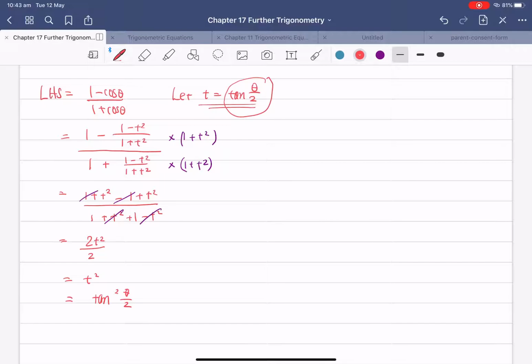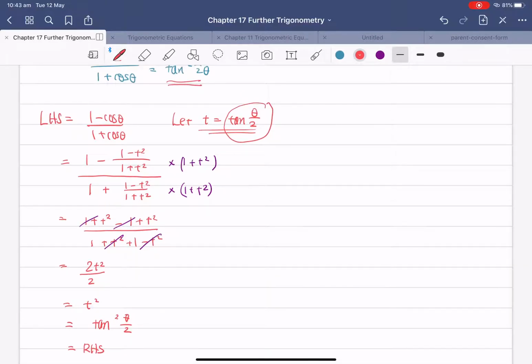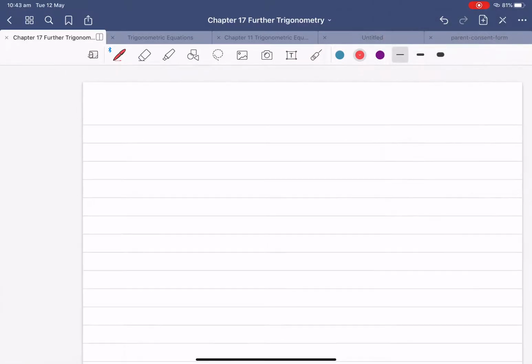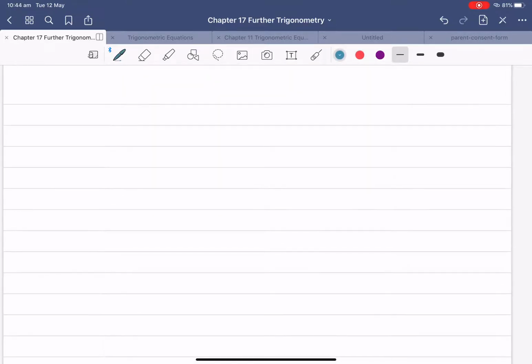So we just proved it. As you can see, sometimes a trig identity can be very difficult to prove, but if you're using the t formula, it just becomes slightly easier. All right? So that's the first example. Now I'd like to do the second example, but this time using a different t value.